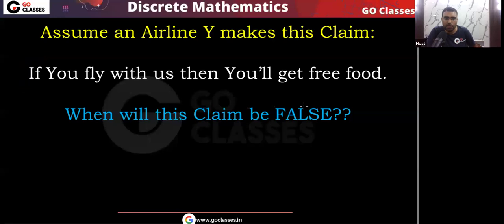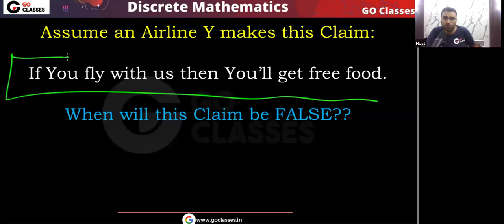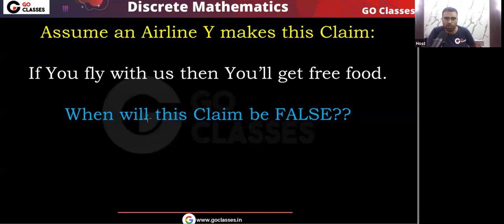Now you tell me when this claim will be false. A simple question I'm asking: when will this claim be false? So this airline, SpiceJet, is saying that if you fly with us, then we will give you free food. This claim will be false when you fly with SpiceJet but they don't give you free food. Do you agree with me?